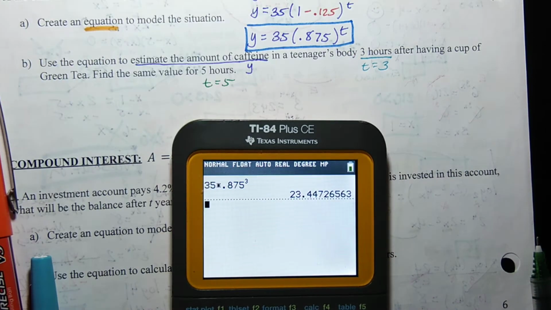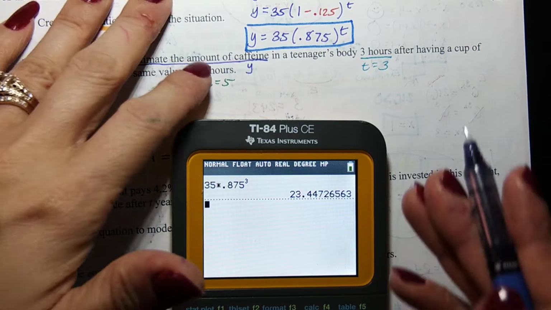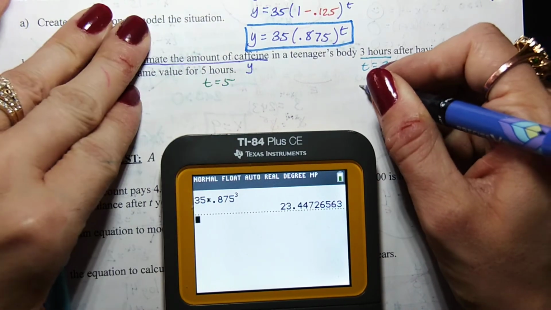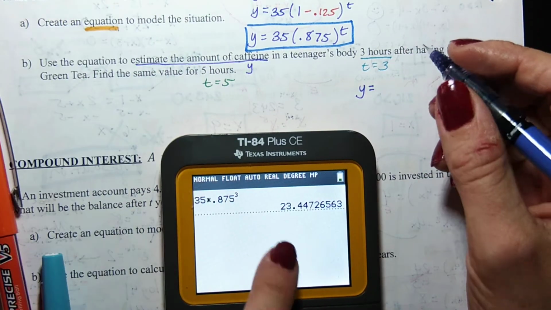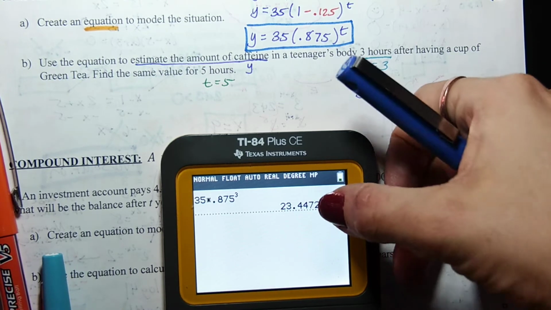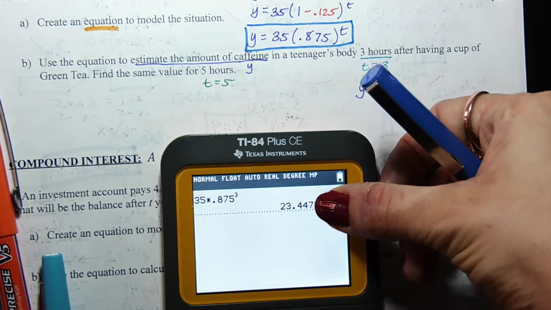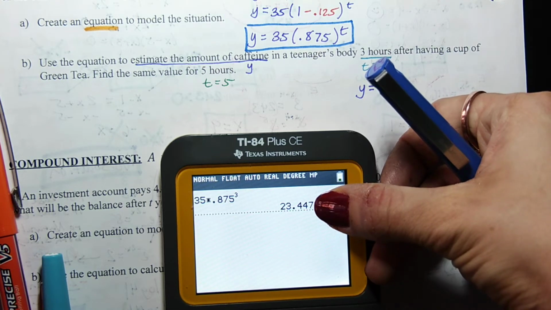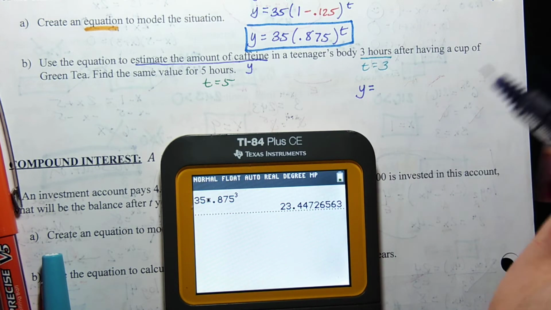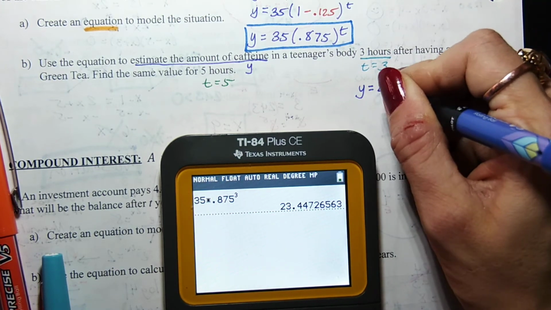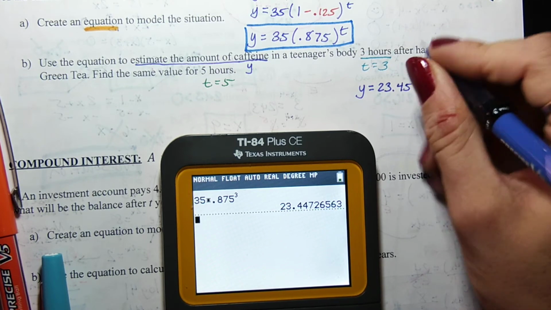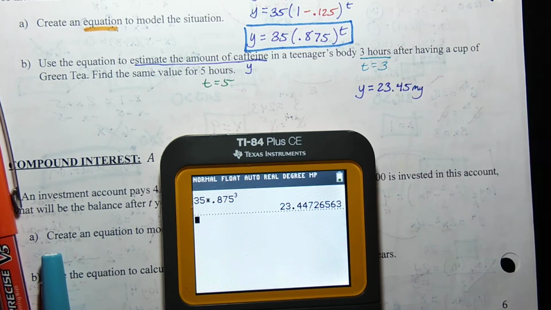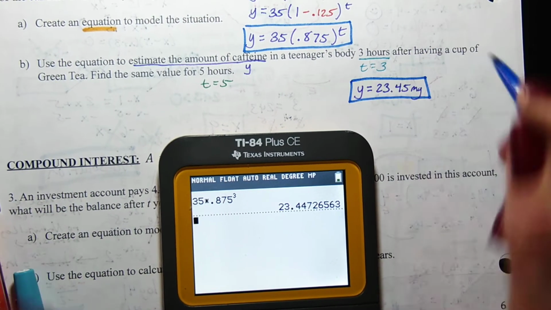And let's go ahead and practice our rounding rules, and let's take it to the hundredths place here. So we'll say y is equal to 23.44, but we look at the next digit to see if it bumps us up. Is 7 enough to bump that 4 up to a 5? Yes. So 23.45, what? Milligrams of caffeine. So as always with story problems, make sure you include your units.